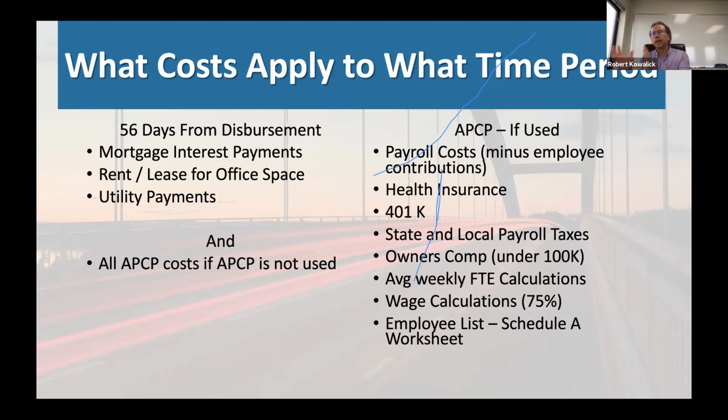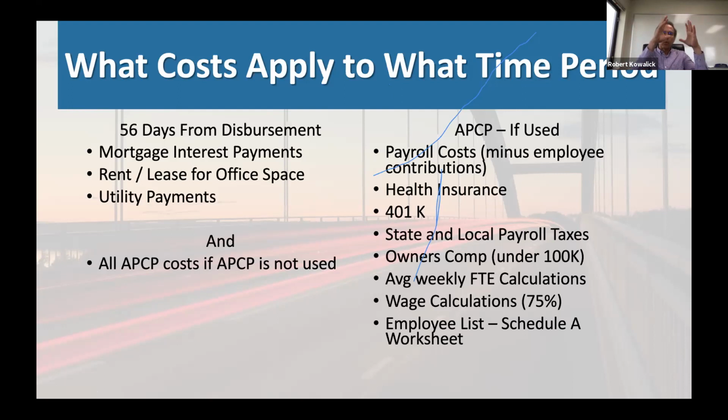So if you elect to use that period, then all of the right column costs have to be aligned with that period. So all your payroll costs, again, minus employee contributions on health insurance and 401k, but your health insurance costs, 401k costs, state and local payroll costs, owner's comp, all your FTE calculations, wage reduction calculations, and all your Schedule A worksheet stuff, and we'll get into a little more detail on that. But all of that is aligned with your alternative payroll covered period. So you have to choose between these two periods. And I promise I'll wrap all this up in a way that makes sense, but I'm just pointing out the mechanics of what you have to do.